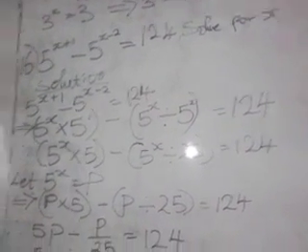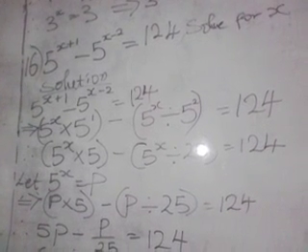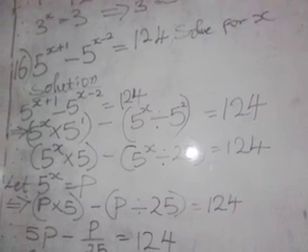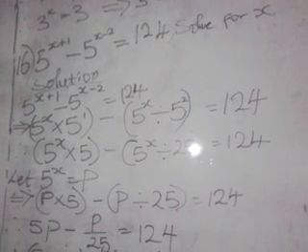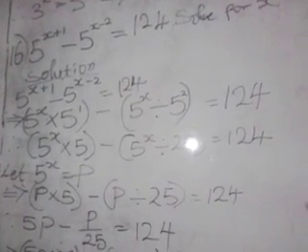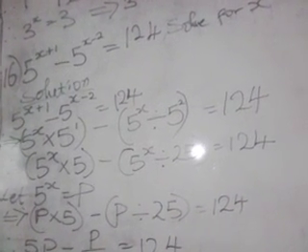So what's the next question like? 5 raised to power x plus 1 minus 5 raised to power x minus 2 is equal to 124. Okay, so 5 raised by x plus 1 minus 5 raised by x minus 2 equal to 124.